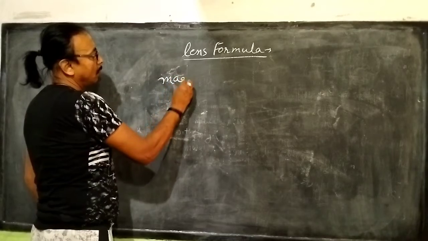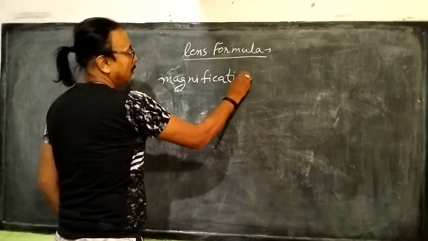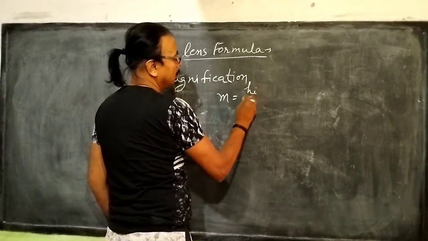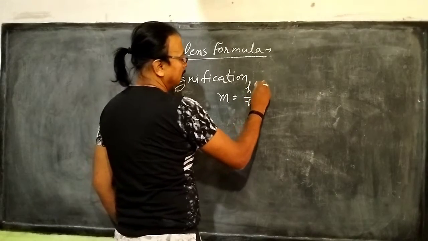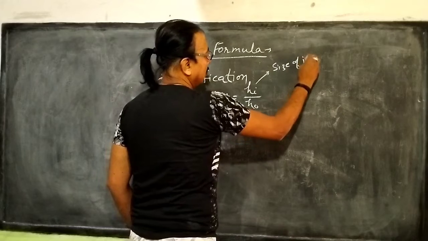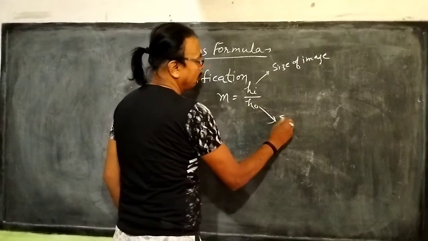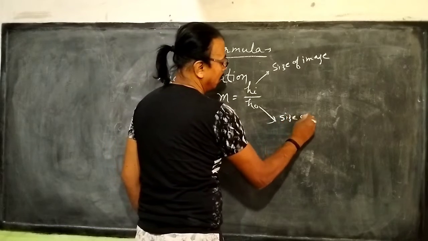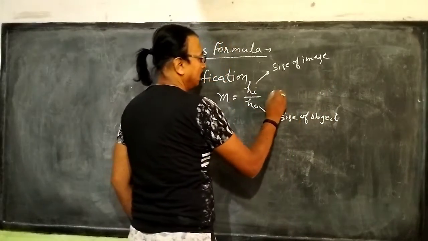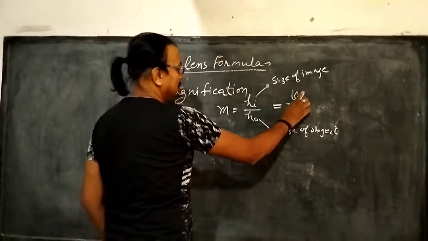Magnification. Magnification m equals hi by ho, where hi is the size of the image and ho is the size of the object, that is equal to v by u, image distance by object distance.